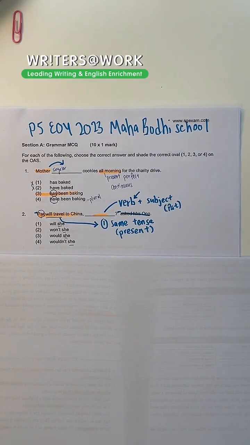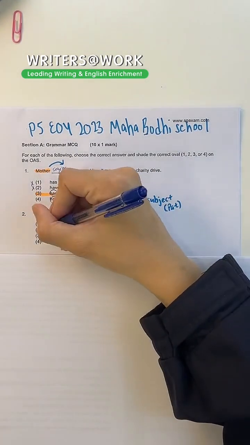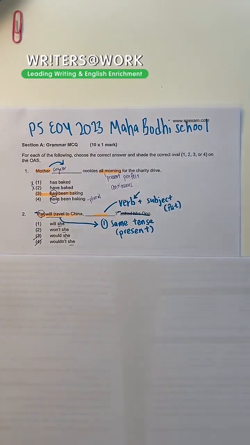So off the top of our heads, we can already eliminate options 3 and 4. Why? Because options 3 and 4 use would. Would over here is the past tense of will. It is in the wrong tense, right? So we eliminate options 3 and 4. Now we narrow it down to options 1 and 2. Both are in the correct tense.